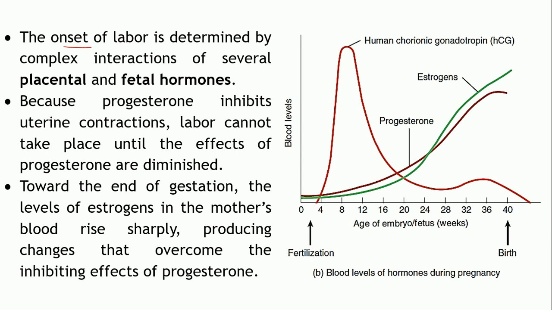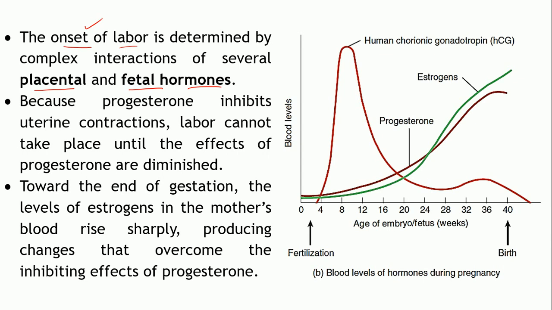Now the onset of the labor is determined by the interactions of several hormones, that is the placental and the fetal hormones which are released. The changes in the levels of these hormones are responsible for the onset, or initiation, of the labor. Usually these are the levels of hormones throughout the pregnancy.